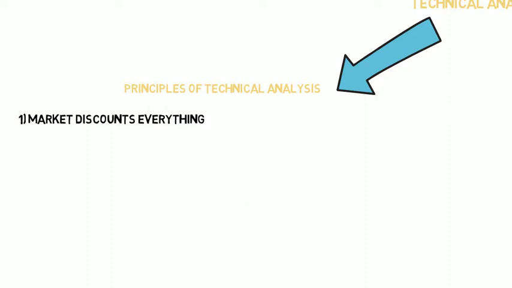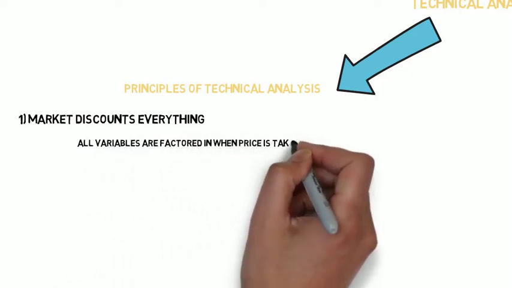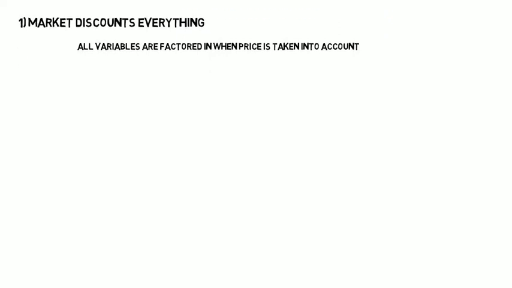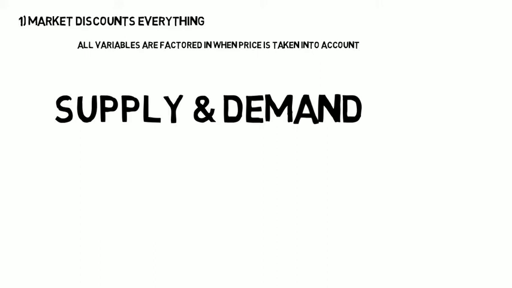What this means is that the action of the market reflects everything there is to know about the price, that everything is factored in when a price is taken into account. This is important because the main concept behind technical analysis is that just by studying market action, we can get a good idea of future price movements. This might seem to be oversimplifying the situation, but consider that all this really means is that supply and demand is demonstrated in market action.